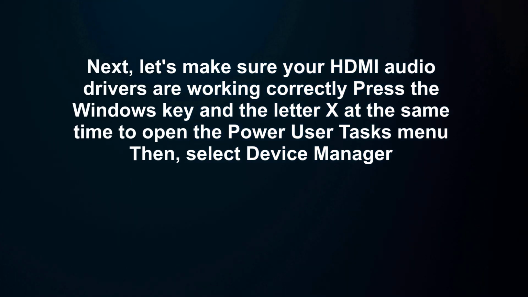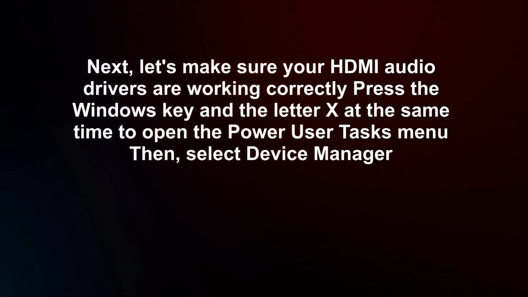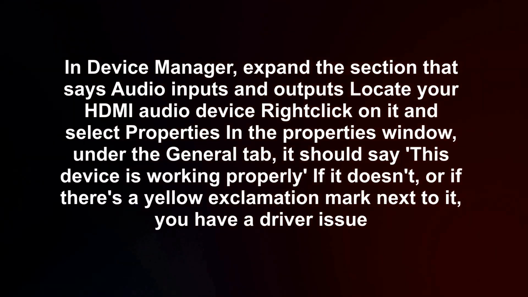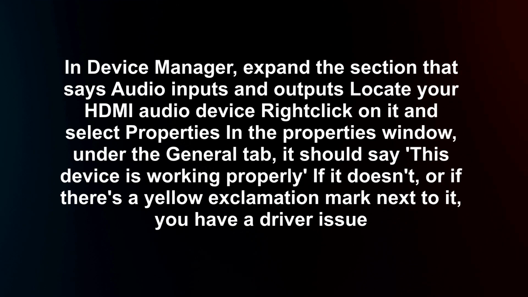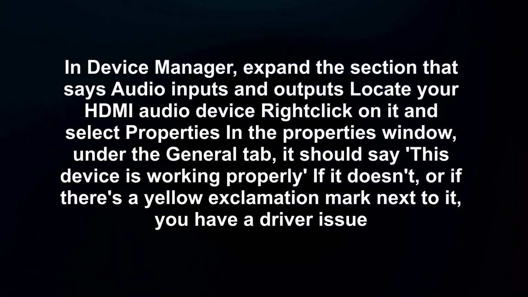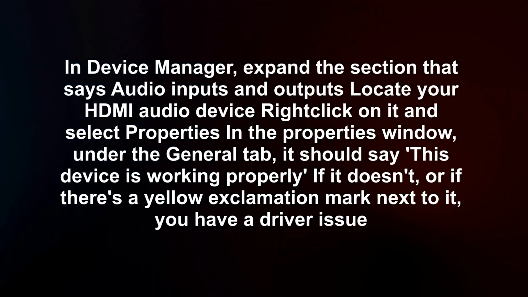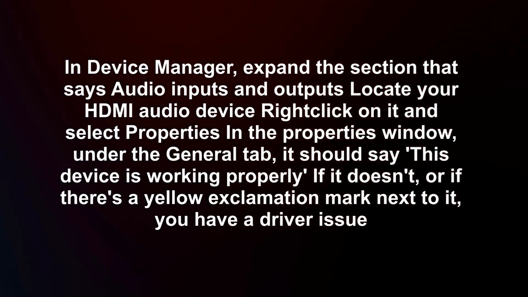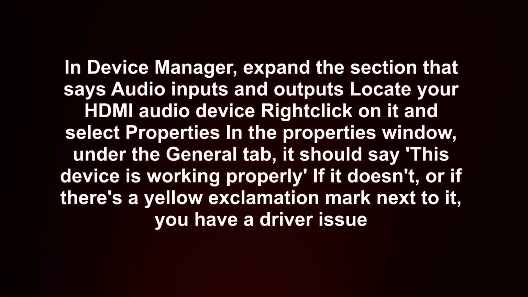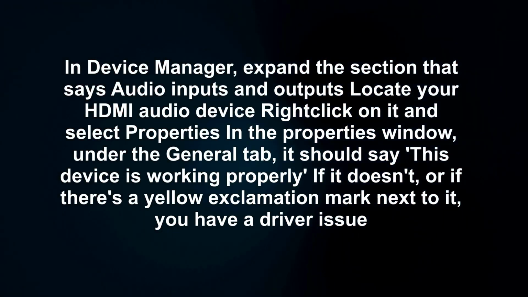Press the Windows key and the letter X at the same time to open the Power User Tasks menu. Then, select Device Manager. In Device Manager, expand the section that says Audio Inputs and Outputs. Locate your HDMI audio device, right-click on it and select Properties. In the Properties window, under the General tab, it should say this device is working properly. If it doesn't, or if there's a yellow exclamation mark next to it, you have a driver issue.